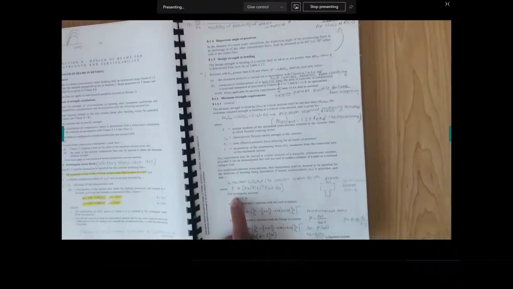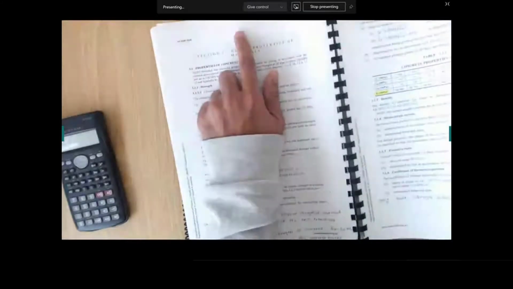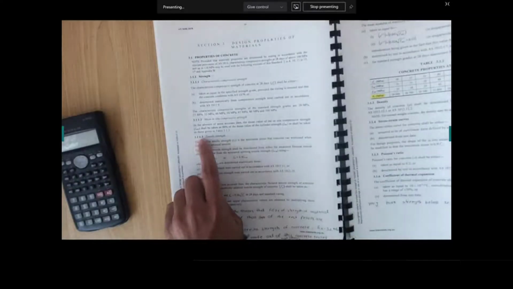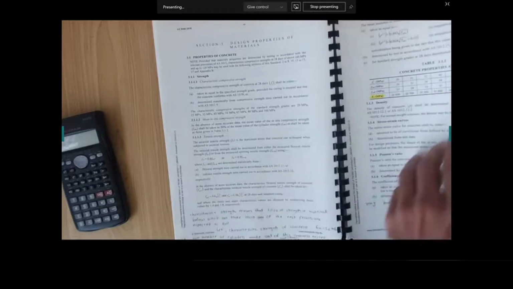For that equation you just need to go back to section number 3, on page number 44. You can find fct.f is equal to 0.6 square root of fc dash in clause 3.1.1.3. So 0.6 square root fc dash.